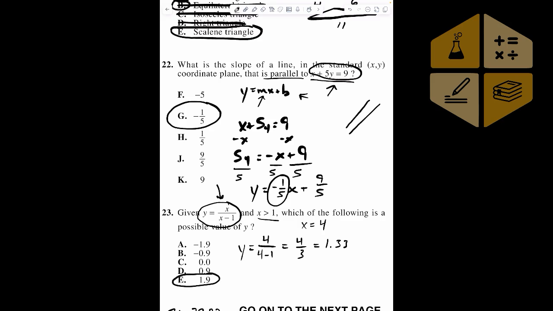If I plug in any value for x greater than 1, so x equals 10, well, you can see that it's going to be a value greater than 1, or x equals 1.1, something like that. It doesn't have to be an integer, but whatever. I think you get the point. That's why 23 is E.